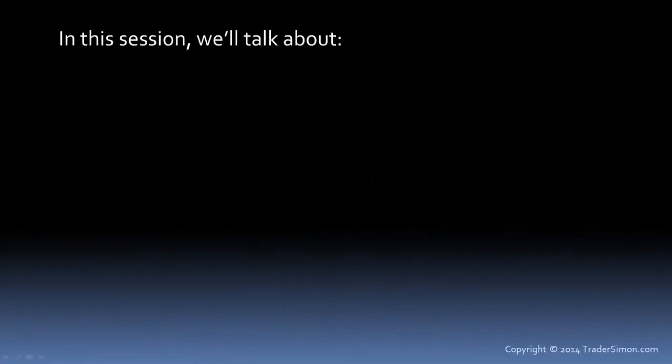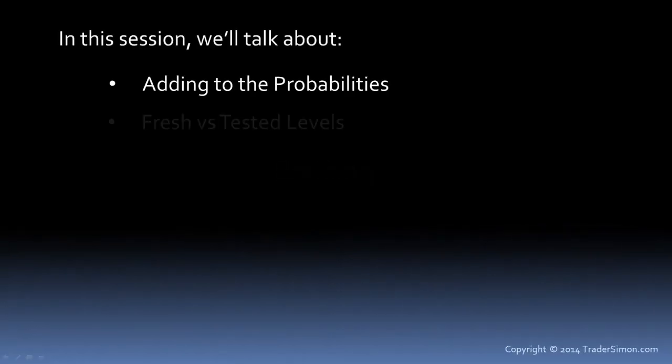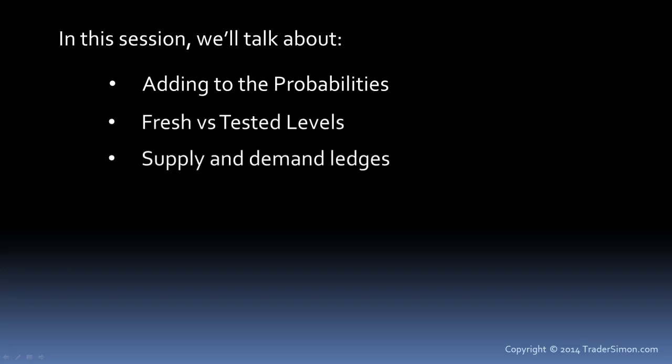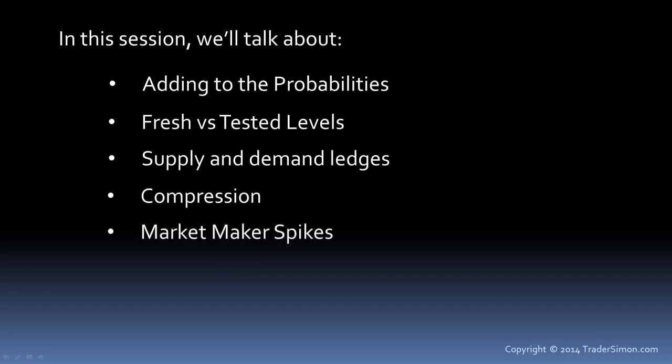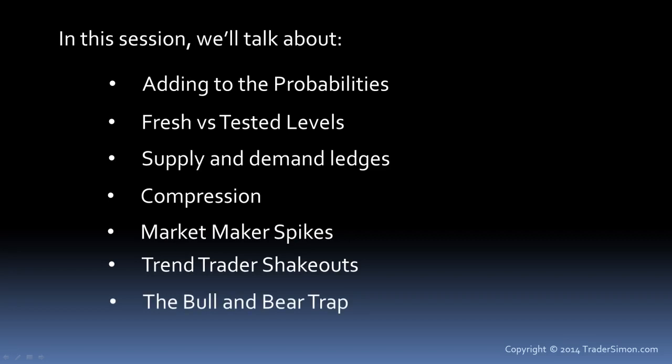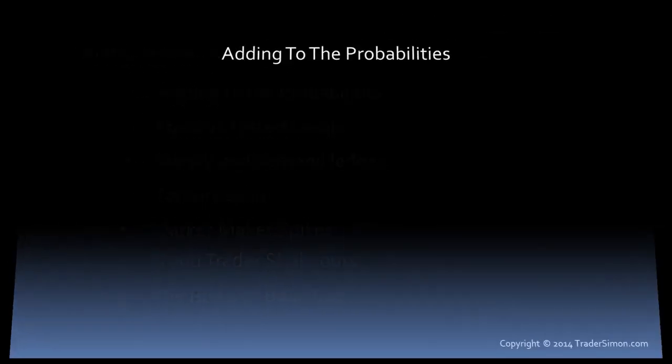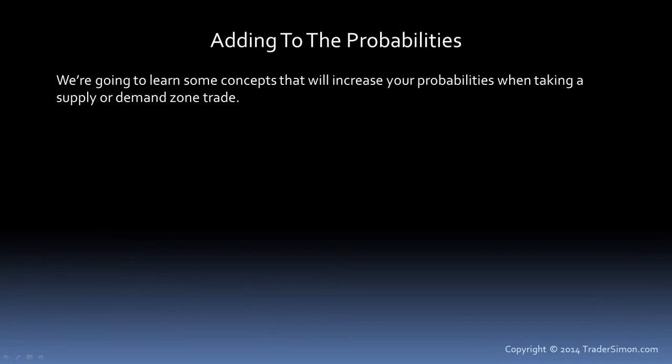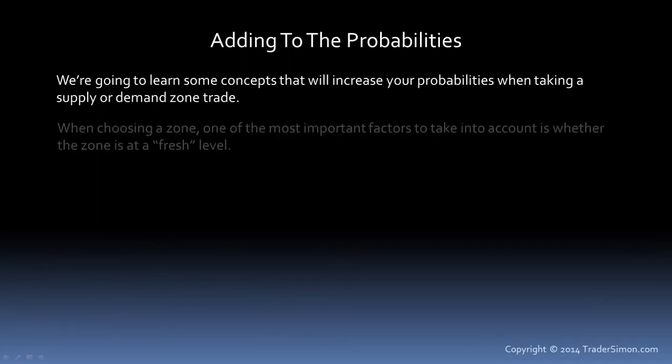In this session we'll talk about adding to the probabilities, fresh versus tested levels, supply and demand ledges, compression, market maker spikes, trend trader shakeouts, and the bull and bear trap. We're going to learn some concepts that will increase your probabilities when taking a supply or demand zone trade.